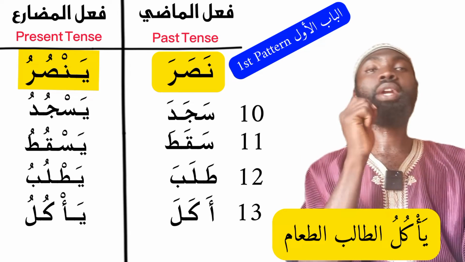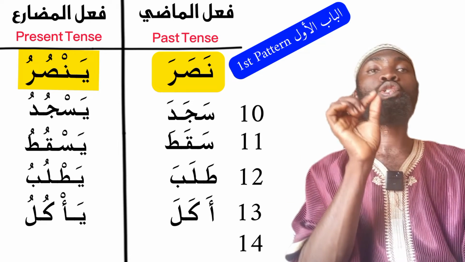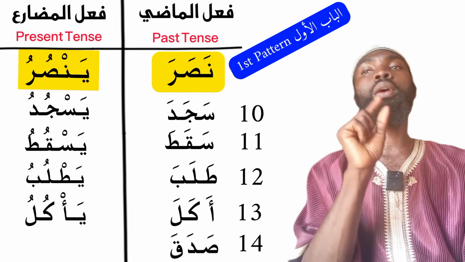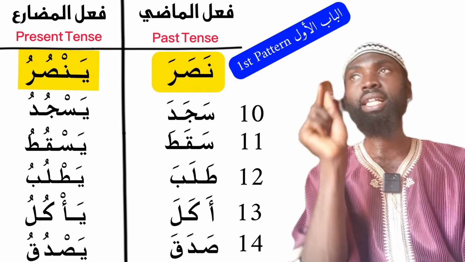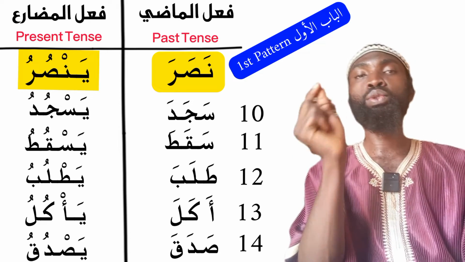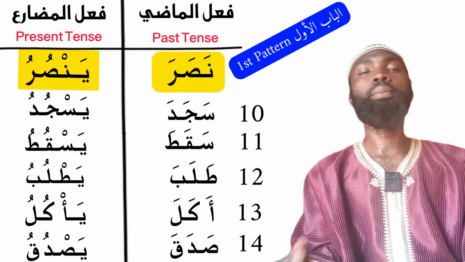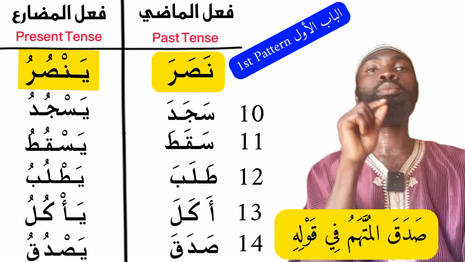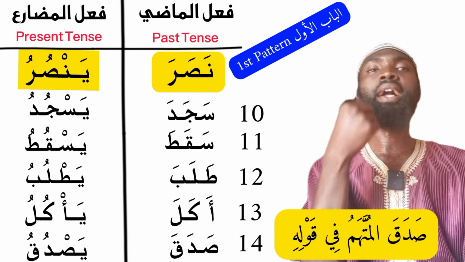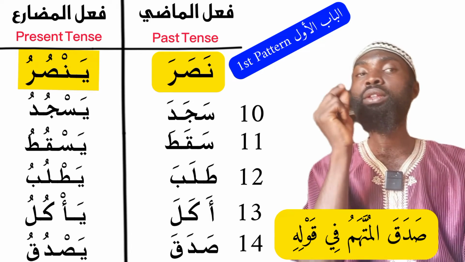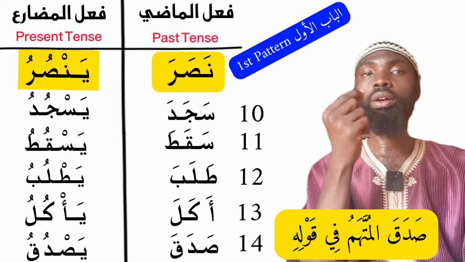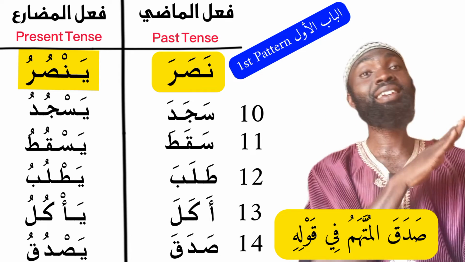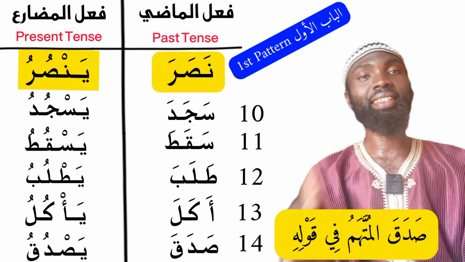Another word we can find under this pattern is the verb sadaqa. Sadaqa means to say the truth. So sadaqa yasduku, to fall under yansuru. An example, we can say sadaqa al-muttahamu fi qawli. The accused uttered the word of truth. Even though he's the accused, he still said the right thing.